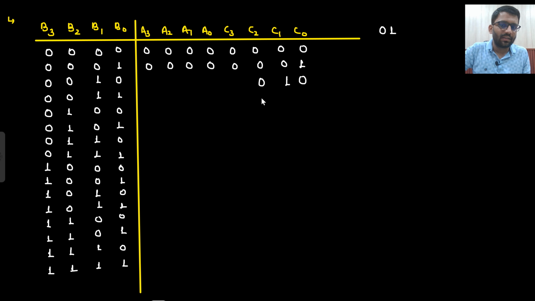What about 3? In 3 as well C2 will be 0 because this will be 3. What about 4? In 4 this will be 1. Rest all will be 0. These all also will be 0. What about 5? 1 0 1. What about 6? 1 1 0. What about 7? 1 1 1. What about 8? So this would be 1 there and this would be 0. In 8 this would be 1, right?